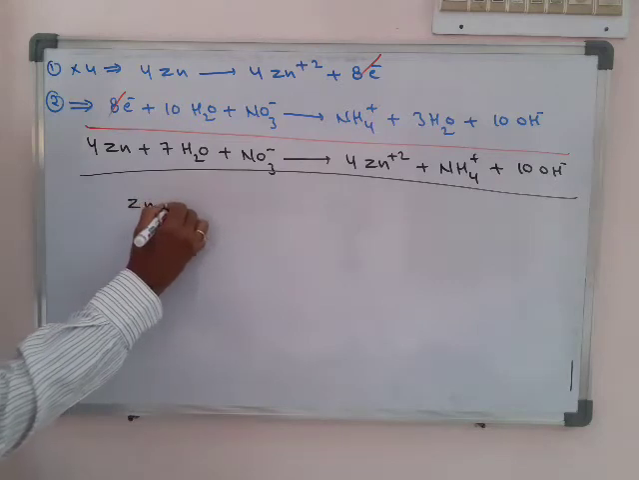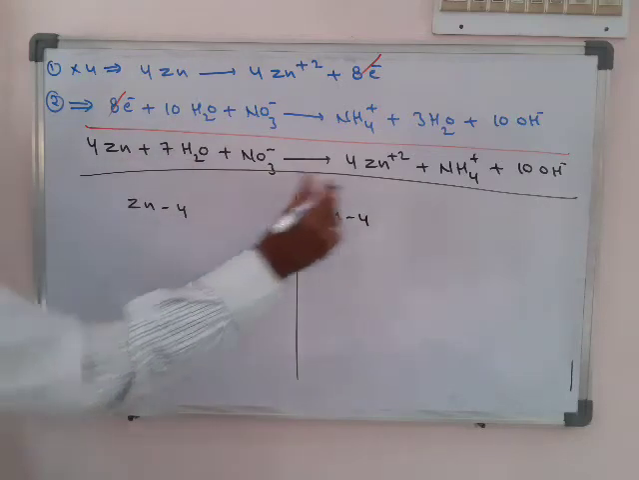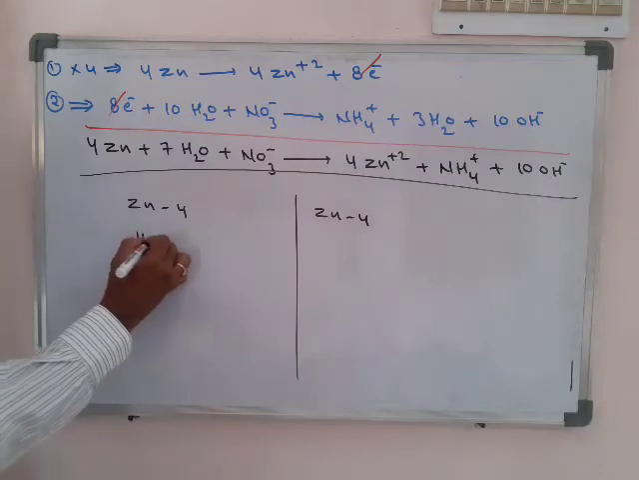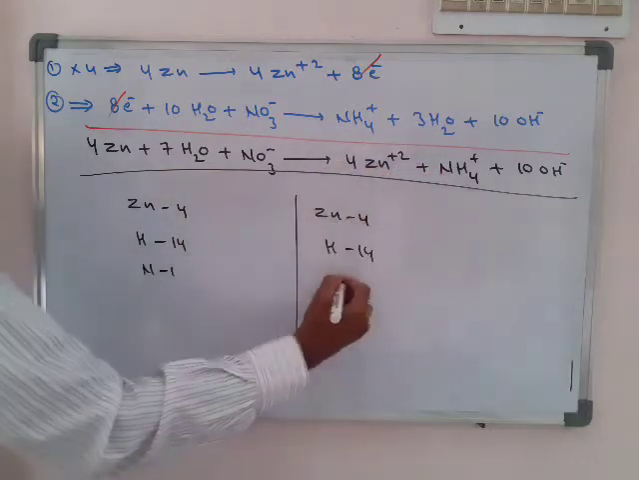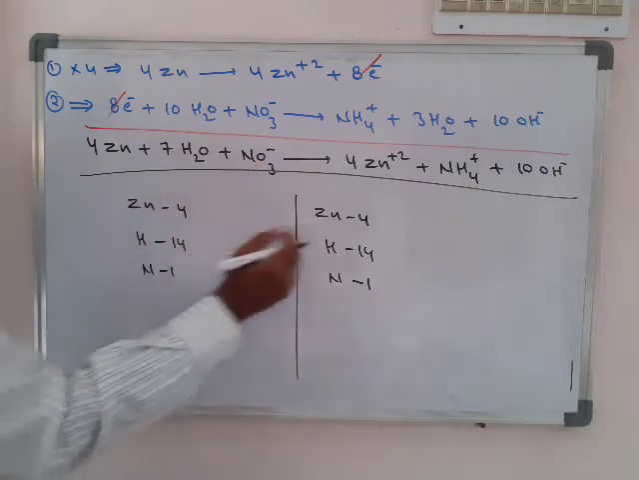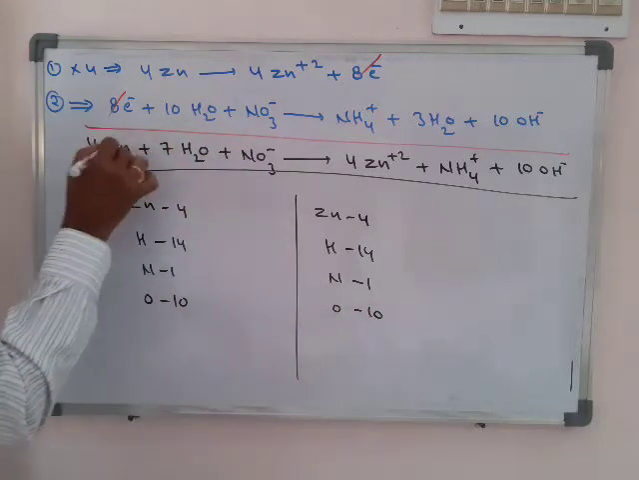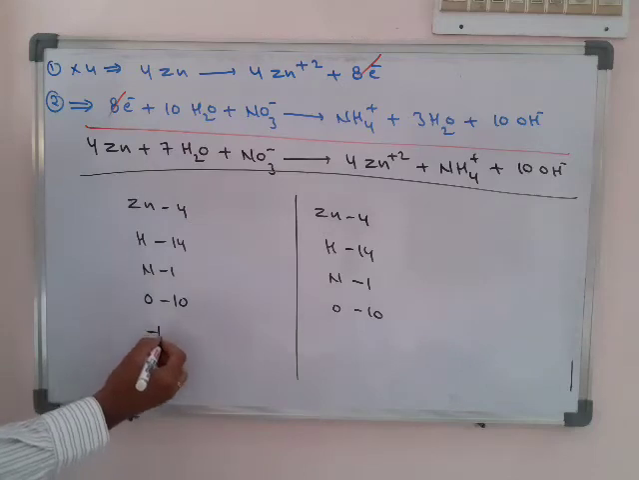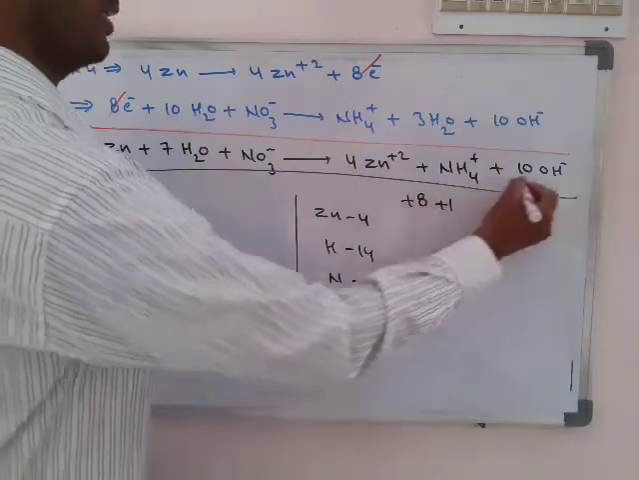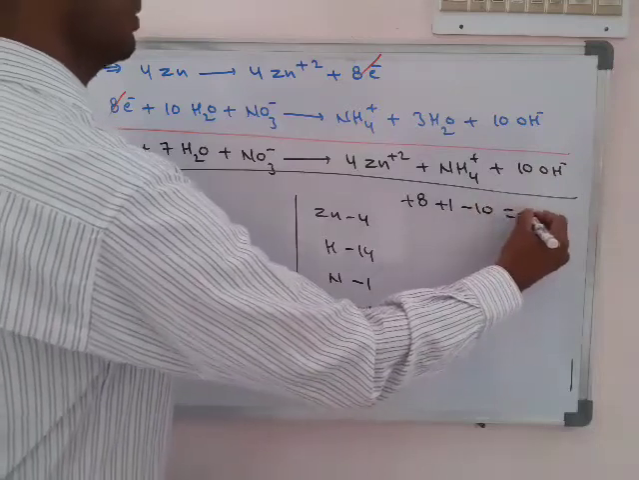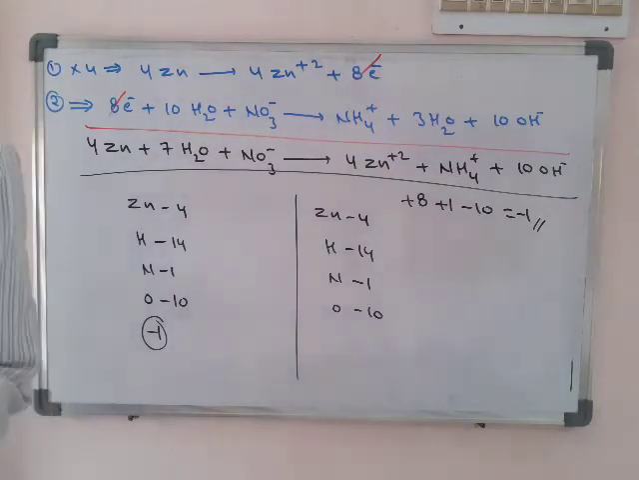See how many zinc are present on the left side: 4 zincs, and here also 4 zinc. Hydrogen: 7 H2O gives 14, and here also 10 plus 4 in NH4 plus gives 14. Nitrogen: 1 here, and here also 1 nitrogen. Oxygen: 7 plus 3 is 10, and here oxygen is also 10. What is the charge? Overall charge on the left is 0. On the right, plus 8 from 4 Zn plus 2, plus 1 from NH4 plus, and minus 10 from OH minus, total minus 1. On the left, the charge is also minus 1. So it is balanced. Now we see one more problem.